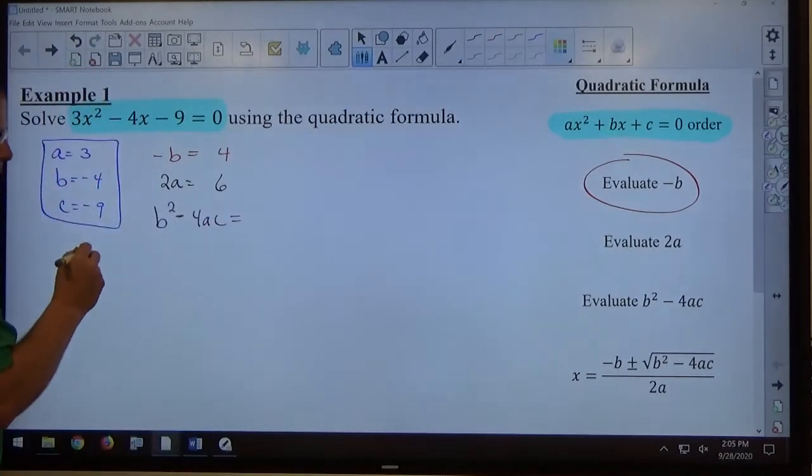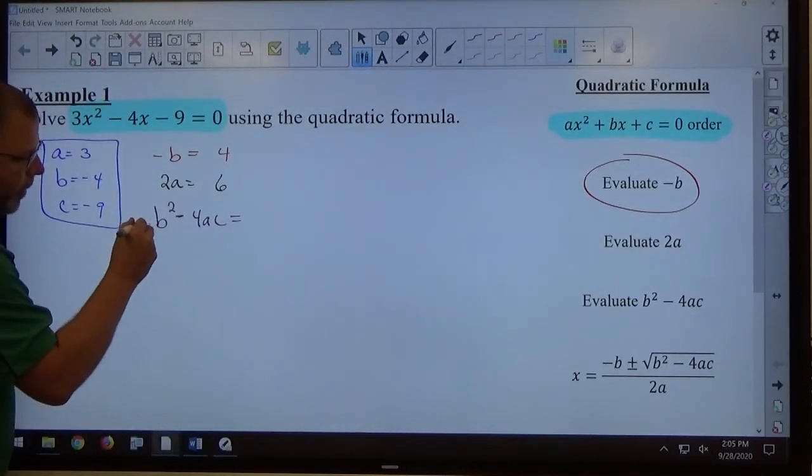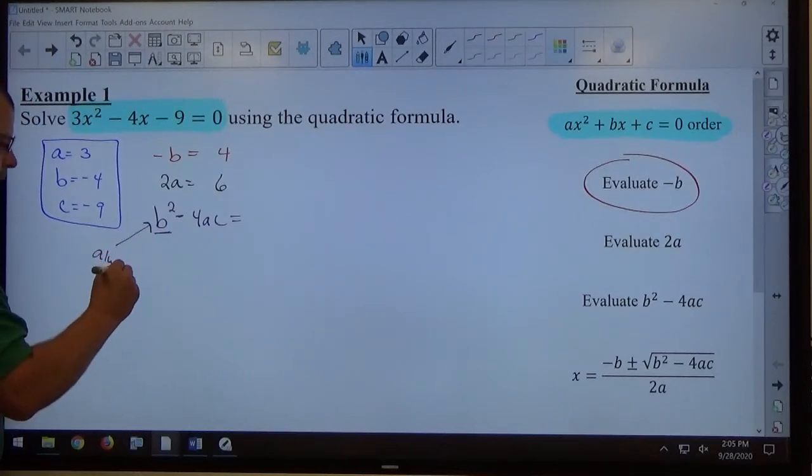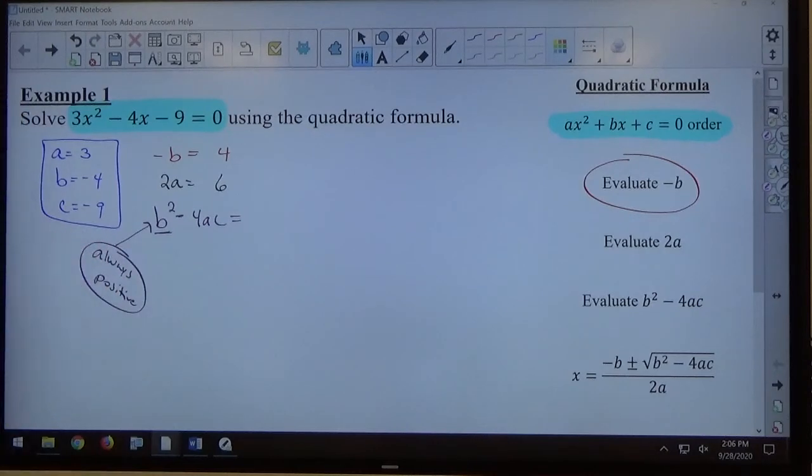Now I'm going to make one quick note here. B squared, this guy here, is always positive. Always positive, no matter what b's value is. If b is negative, you're doing a negative times a negative, which makes a positive. If b is positive, positive times positive is positive. B squared is always positive 100% of the time, and usually pretty easy to do in your head.